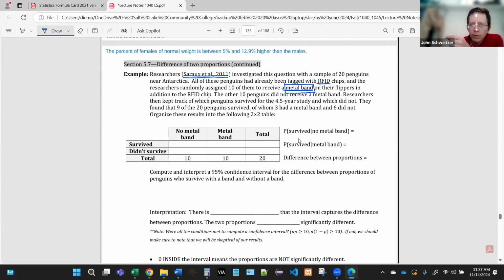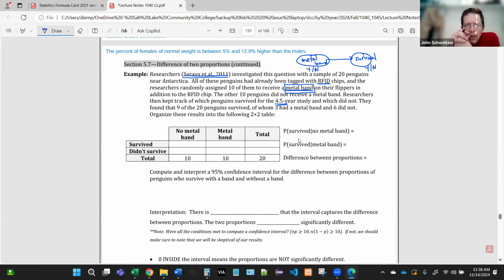Okay, and what kind of experiment are they running here? So they've got an explanatory variable. That would be the metal band. Does the metal band, is it associated with, or does it cause a lower rate of survival? The metal band is a yes or no, so it's categorical, and then they're going to follow these penguins for 4.5 years, and either the penguin is alive or not at the end of the 4.5 years, right? So it's also categorical. Okay, so it's chapter 5. That's what chapter 5 is all about.